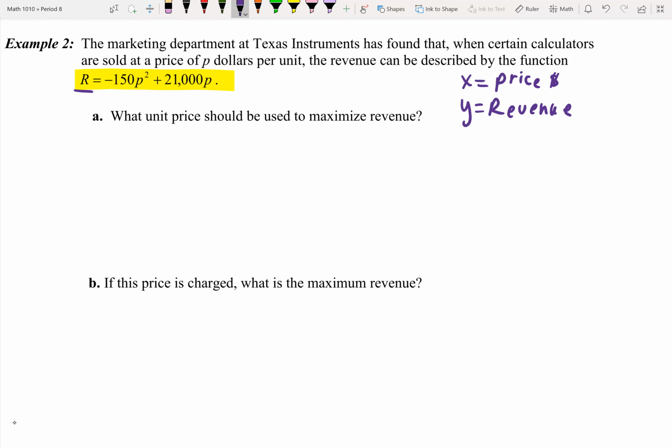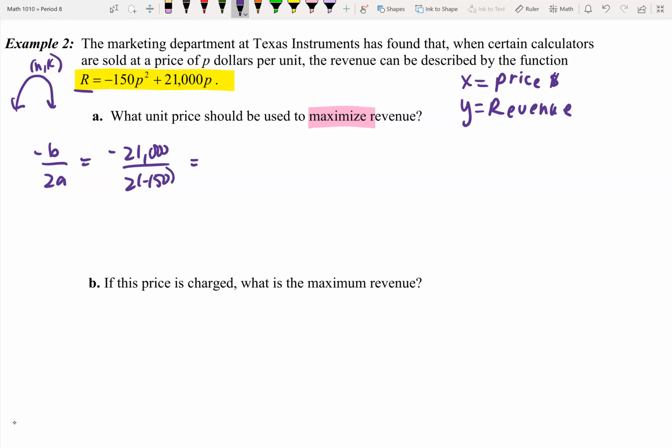Here's the question. What unit price should be used to maximize the revenue? Everybody in the room, what's that word that's shouting at you? Maximize. It doesn't matter if it says maximize or minimize. You know why this says maximize? Look right here. This is a parabola that opens down. Your vertex is going to be a maximum. That's why it says max. Okay, negative b over 2a. What's that? Negative 21,000 over 2 times negative 150.